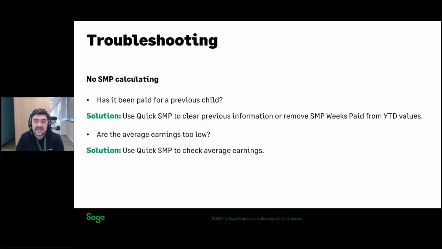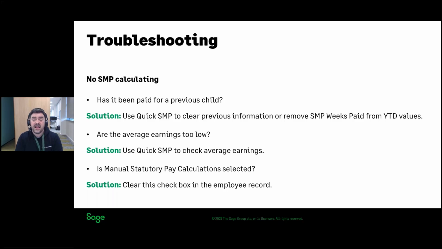Another reason for SMP not calculating might be if the average earnings are too low. So you can check the average earnings either in the quick SMP screen, where they calculate automatically, or in the employee record. Make sure you've clicked the auto calc button, and average earnings will need to be £123 or more to qualify. That actually increases to £125 in the new tax year. So if they are too low, you need to issue an SMP1 form so that the employee can then make a claim for maternity allowance.